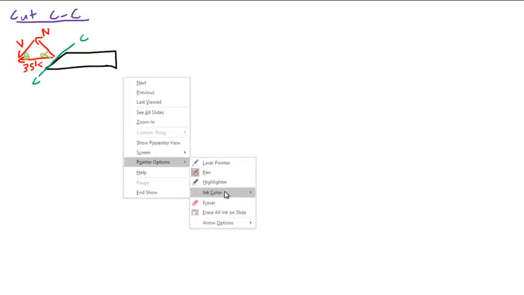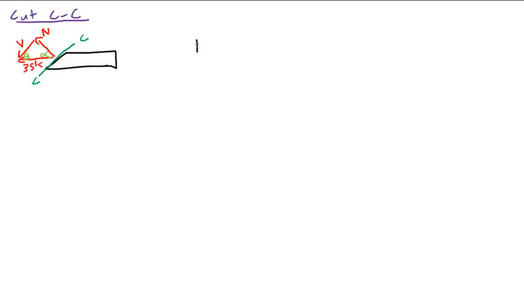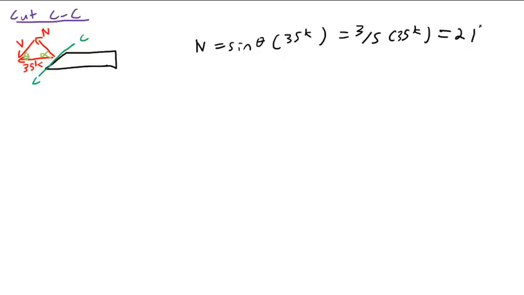And if I work through more trig, I get that N equals sine of theta times 35 kips equals 3/5 times 35 kips equals 21 kips. And V equals the cosine of theta times 35 kips equals 4/5 of 35 kips equals 28 kips.